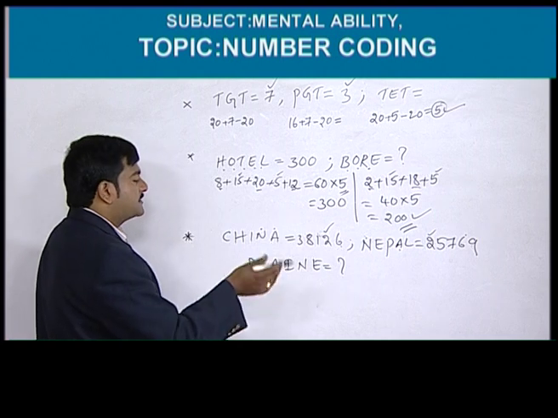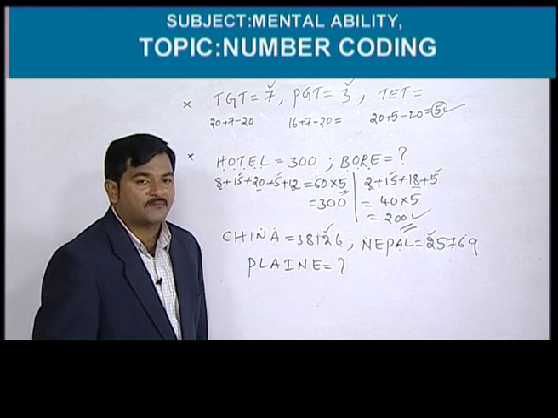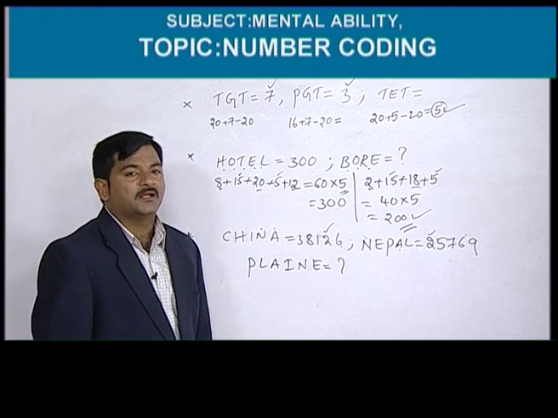What does it mean? China 38126, Nepal 25769. What does it mean? There is a concept of direct coding.